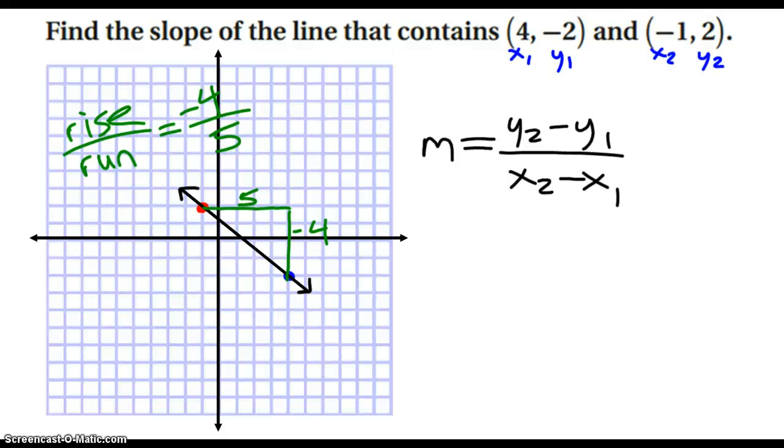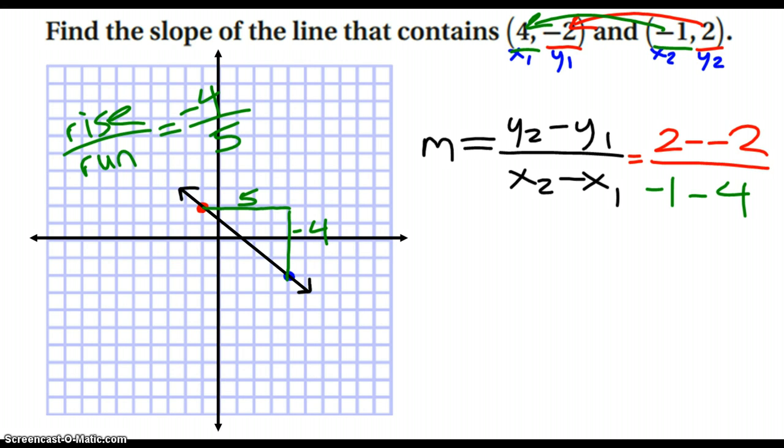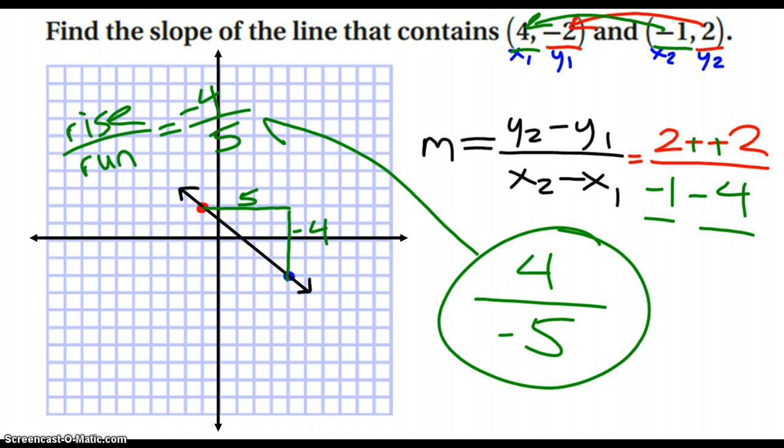I'm going to take y2 minus y1, so there's y2, and there's y1. I'm going to take 2 minus negative 2. And then I'm going to take my x2 minus x1. So negative 1 minus 4. And we get 2 plus 2, which is 4. And negative 1 minus 4 is negative 5. And we get the same slope that we got over here when we did rise over run.